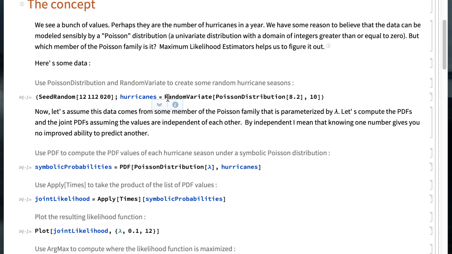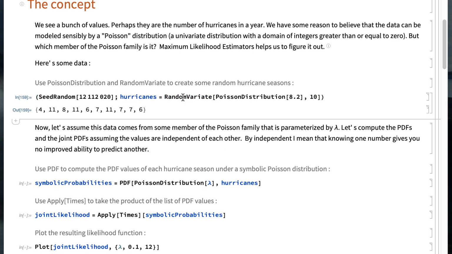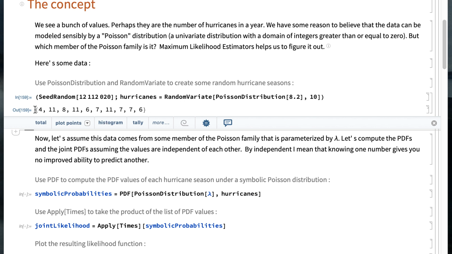So let's generate the data. Here's our Poisson distribution now. In the real world, you don't see this. All you see is the data, but I'm letting you in behind the curtain so you can see how I actually generated the data. And we're going to generate 10 samples. We've seeded our random number generator so that the results are replicable. And there we go. So here are the number of hurricanes in each of a bunch of seasons.